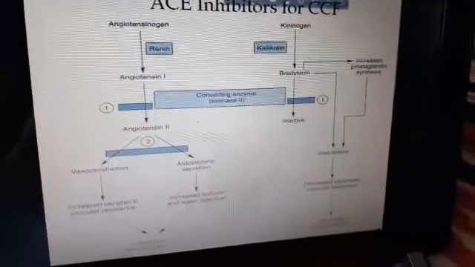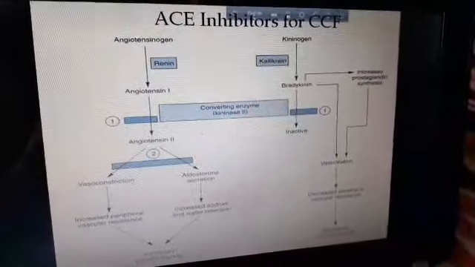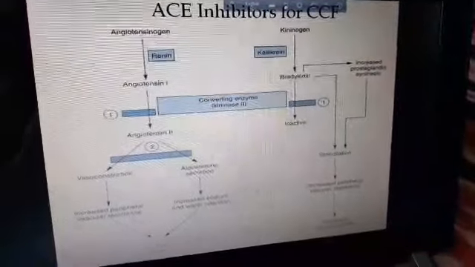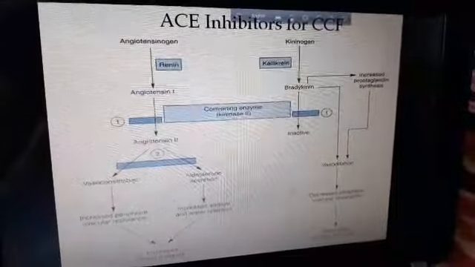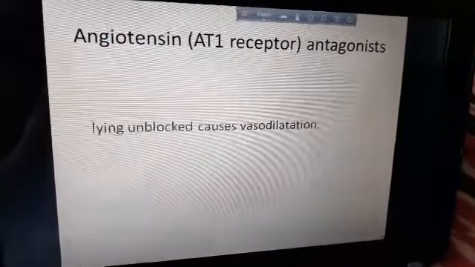That's why ACE inhibitors are used mainly due to their effect of prevention of remodeling. It is a life-saving drug, and it reduces mortality in patients with congestive cardiac failure.